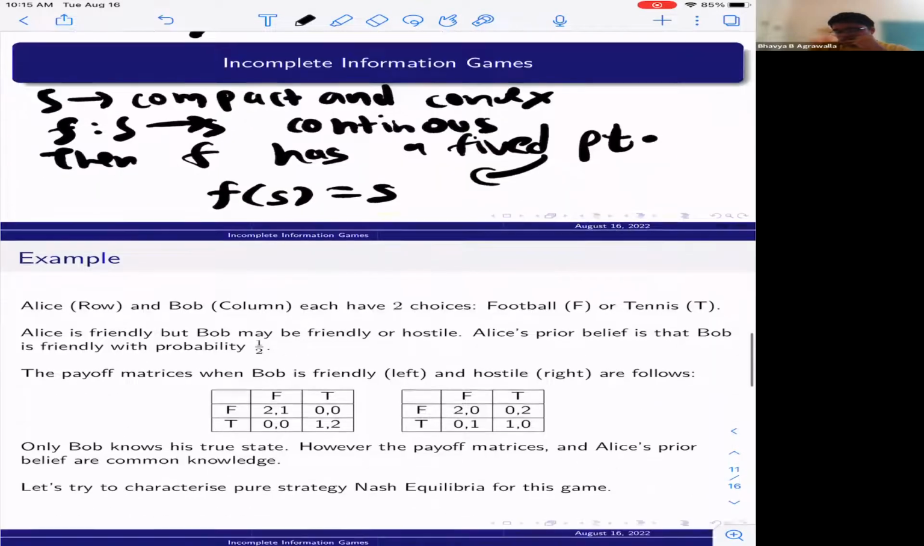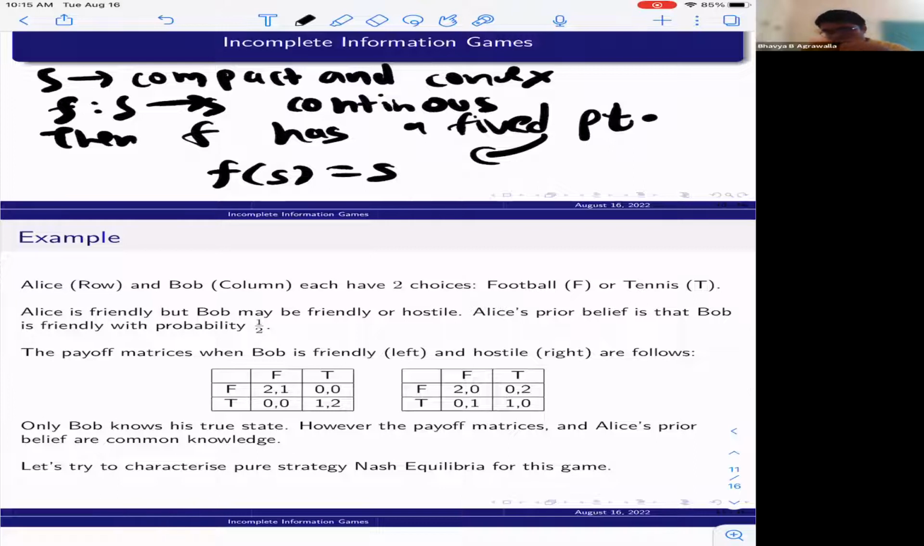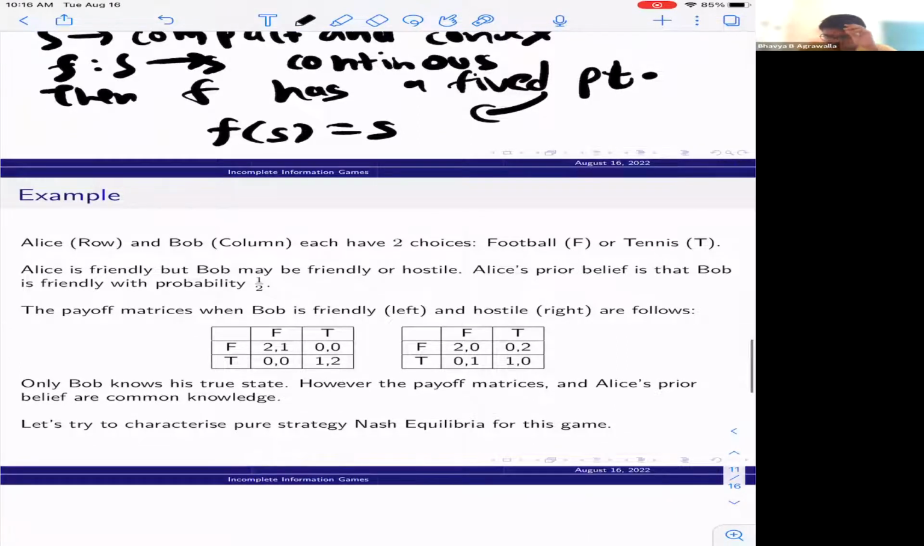Okay, good. So next we will look at incomplete information games, because I'm thinking of including a nice problem in the problem set which is based on it. They are kind of similar to complete information games, but they're different in a subtle manner.